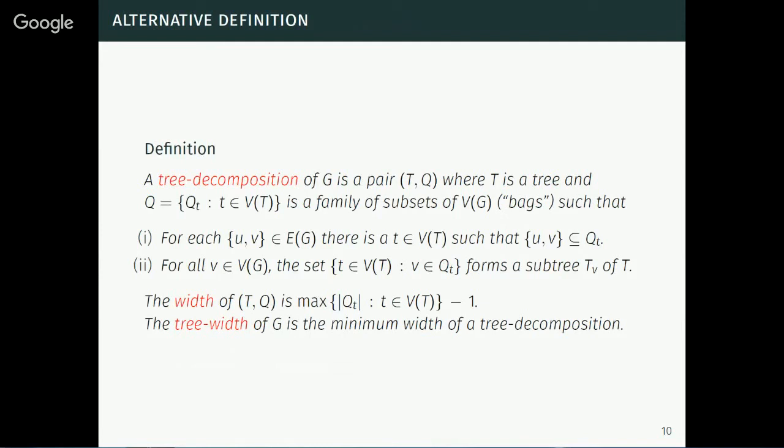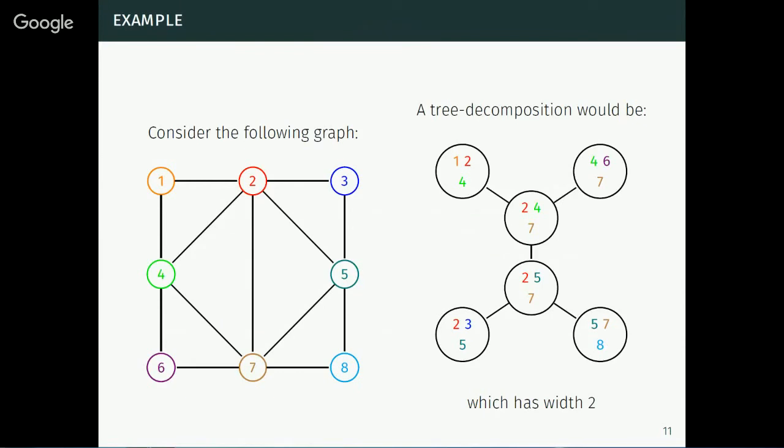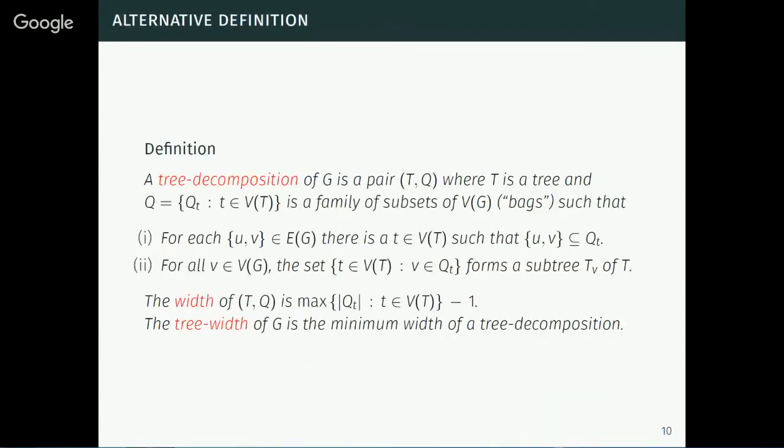graph and you look at the bags that contain that vertex, that will be connected. Okay, so for example here, node 4, if you look at the bags that contain node 4, they form a path. Okay, and you do that with all of them. Let's say 7 is contained here, here, and here, so it's connected. Okay, we'll see that in a second.